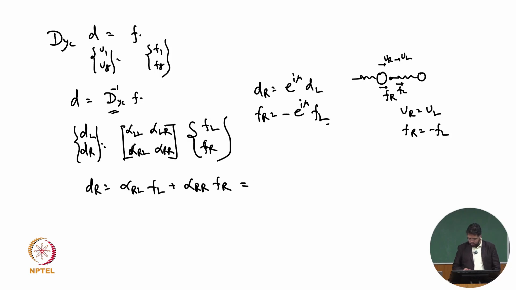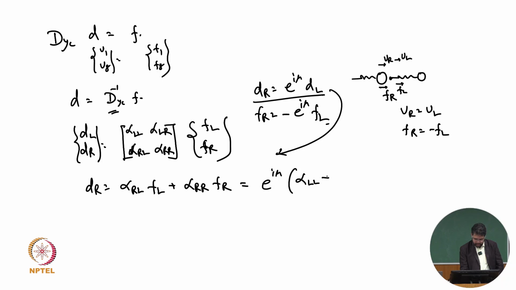That should be equal to, now if I just substitute this one, I'm just working on that. So dr equal to this and e to the power of i mu times dl, that will be alpha LL F_L plus alpha LR F_R, that is L, and this is R. If I write this equation, dr equal to e to the power of i mu times dl, I substituted dr equal to this and dl equal to this, from those two equations. Agreed? Nice.